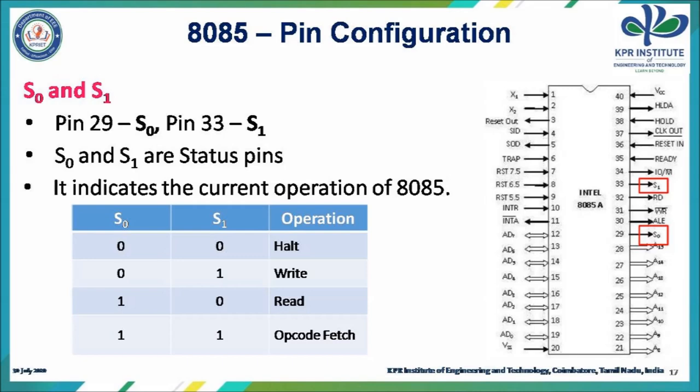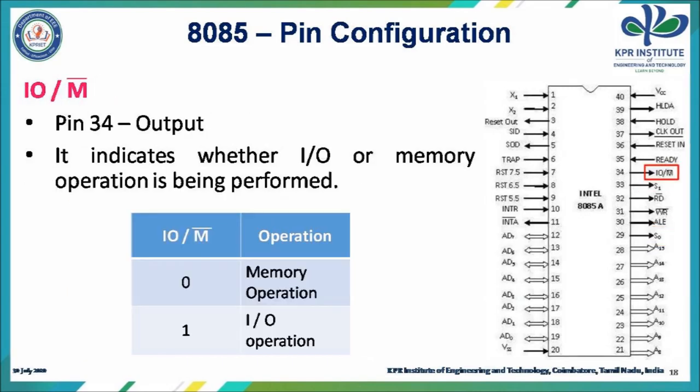So when S0, S1 is equal to 0, 0, it means the processor is in halt. If S0, S1 is equal to 0, 1, then it means the processor is doing write operation. And if S0, S1 is equal to 1, 0, then it means the processor is doing read operation. And when it is equal to 1, 1, it means the processor is fetching the opcode from the memory.